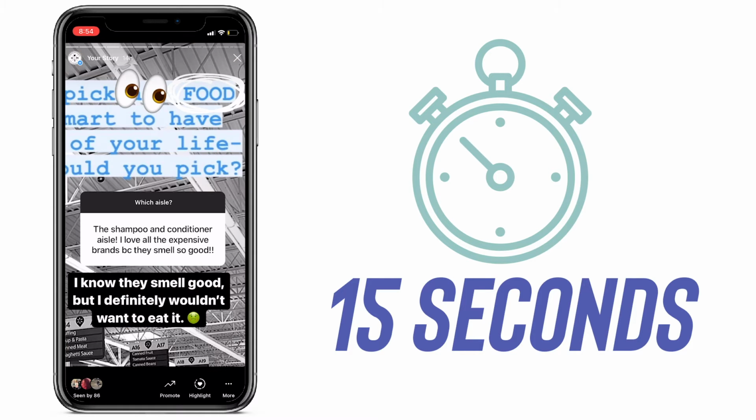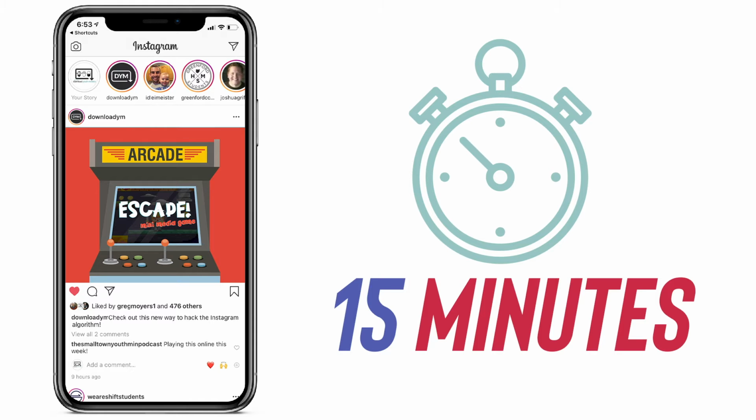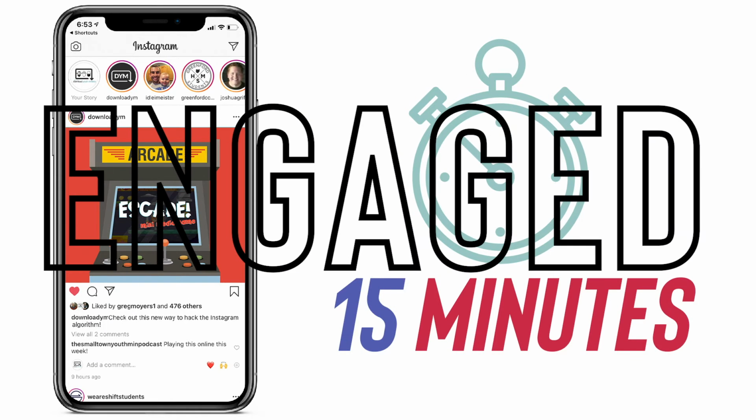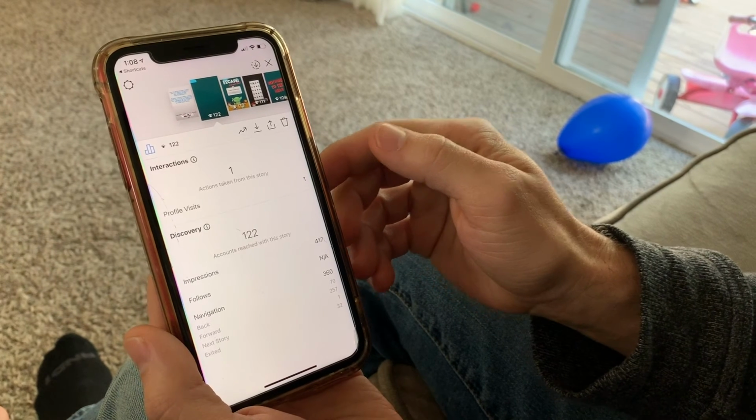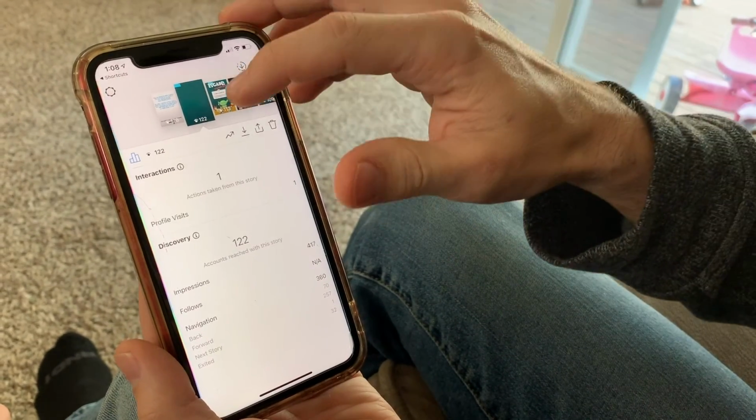So this game was created and we had students interacting with our social media account for 15 to 20 minutes. Even if they didn't get the answer right, they were still engaged with our account for a long period of time. Check out the amount of impressions for our typical post compared to when we posted this game.